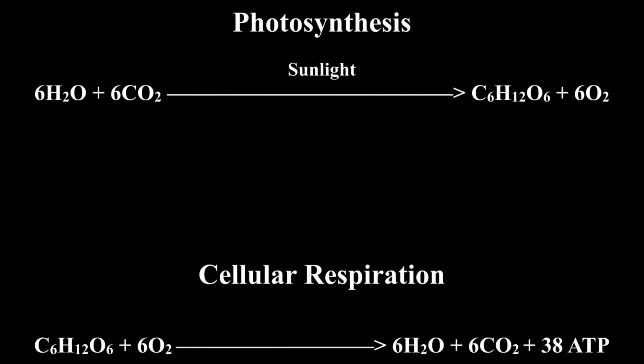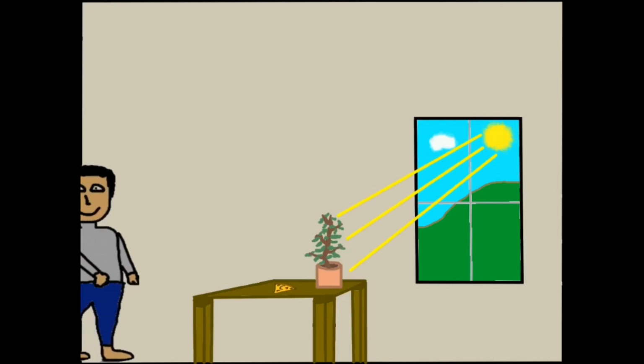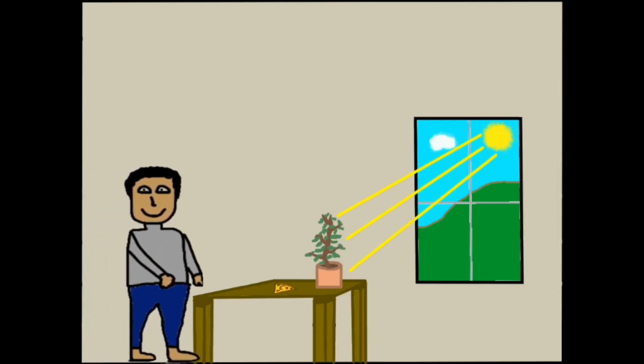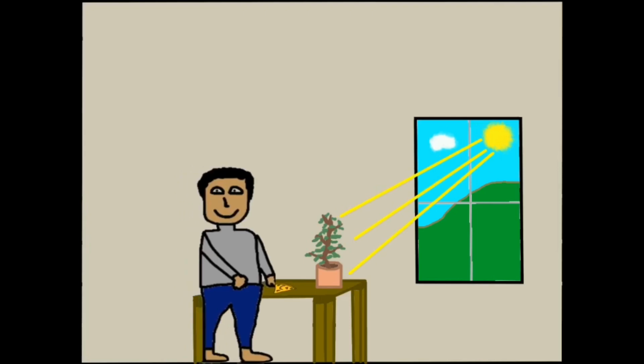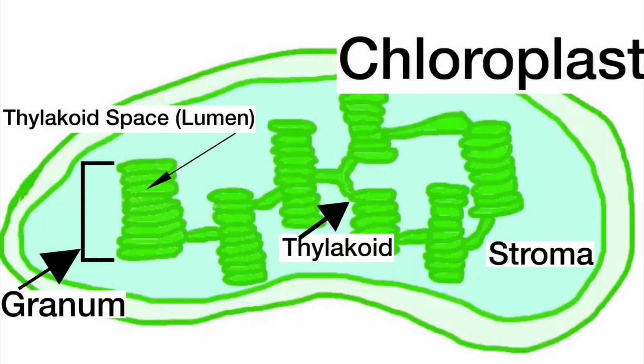While both processes are vital to all organisms, only some are capable of performing photosynthesis. Most plants are photosynthesizers. This scenario has a lot more going on in it rather than just Rob eating a slice of pizza and standing next to a plant that is exposed to sunlight.